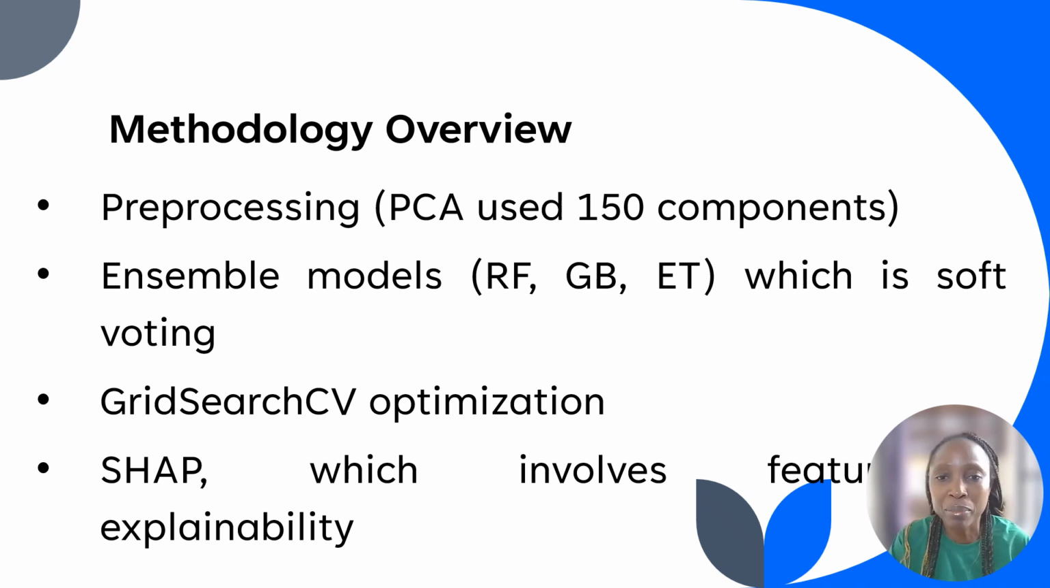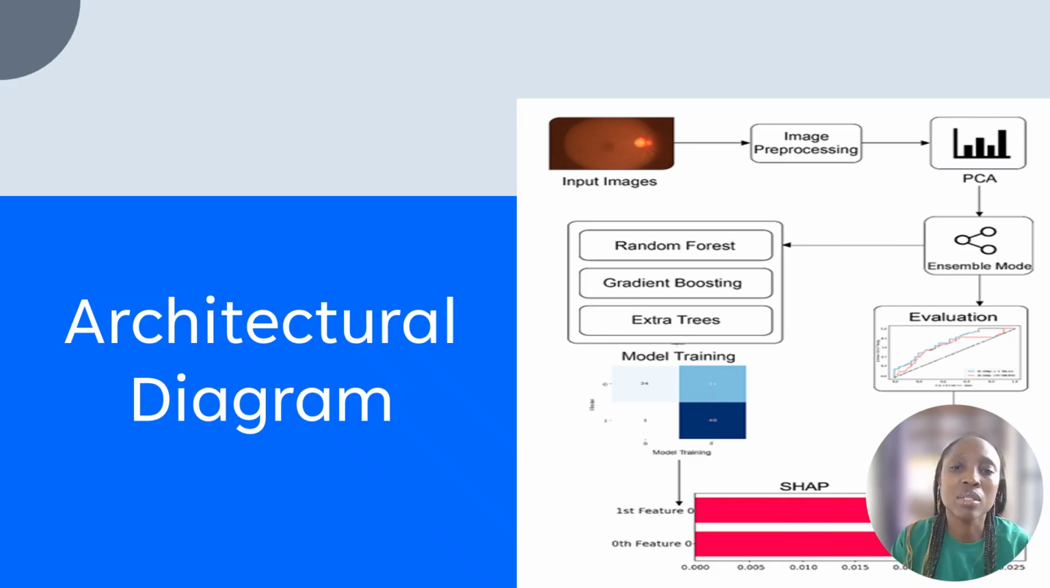SHAP was introduced for feature explainability. Then this is the proposed model, the architecture of our proposed system. We input our retinal images, we process the images, and we pass them through PCA to carry out dimensionality reduction. Then we assemble each of our models, use grid search optimization on it, and train our model. We then introduce our SHAP explainability.